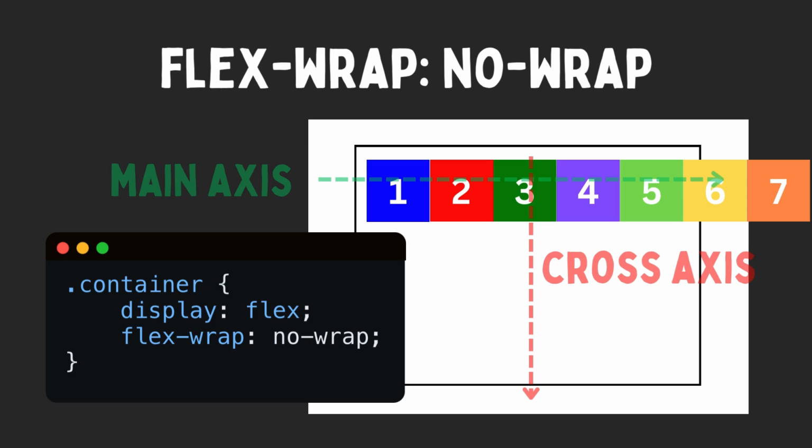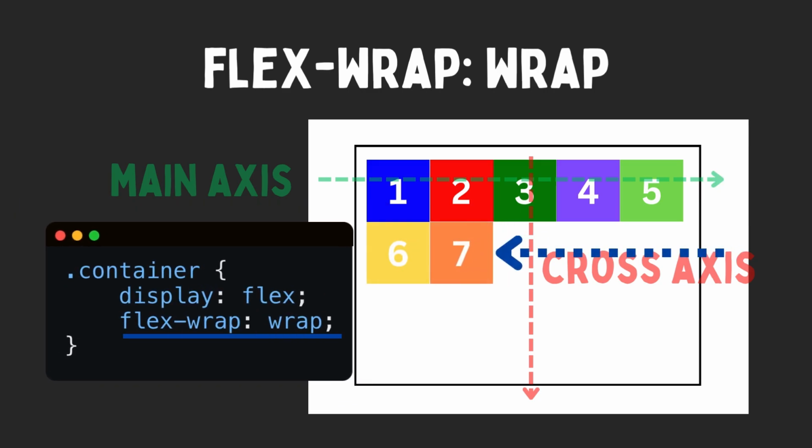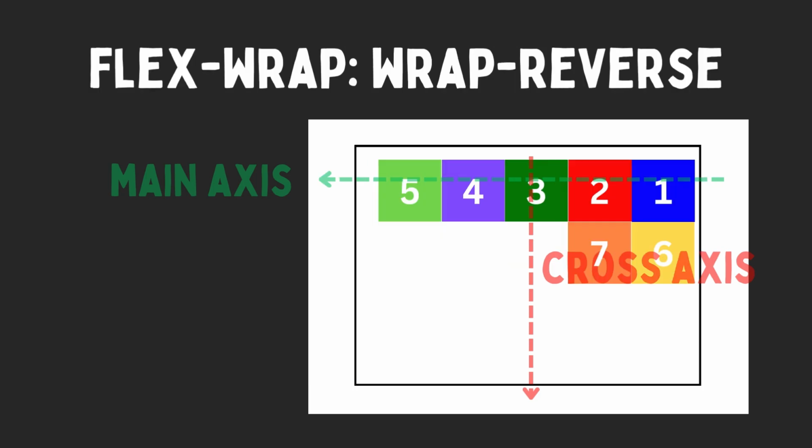By default, Flex Wrap is set to No Wrap, which means all the items will stay in a single line, even if they overflow the container. If you want your items to wrap onto a new line when they run out of space, use Flex Wrap Wrap. This is perfect for creating responsive layouts. Flex Wrap Wrap Reverse works the same as Wrap, but the new line or column will start in the opposite direction.